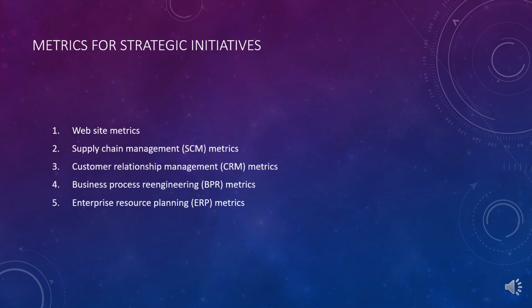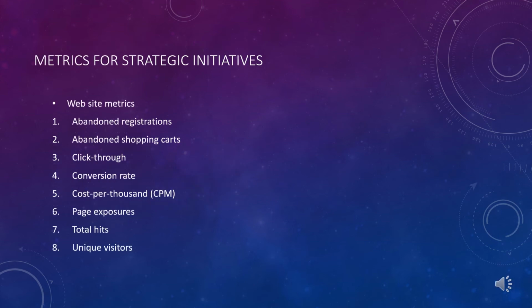Metrics for strategic initiatives. There are five: website metrics, supply chain management SCM metrics, customer relationship management CRM metrics, business process re-engineering BPR metrics, and enterprise resource planning ERP metrics. Website metrics. There are eight website metrics: abandoned registrations, abandoned shopping carts, click-through, conversion rate, cost per thousand CPM, page exposures, total hits, and unique visitors.